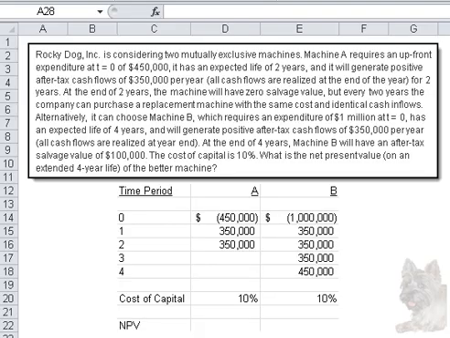Okay, let's explore this capital budgeting problem where we have two mutually exclusive machines and where to make the better choice. Machine A requires an upfront expenditure of $450,000. It has an expected life of 2 years and it'll generate positive cash flows of $350,000 per year. So we start off by saying there's our $450,000 outflow.